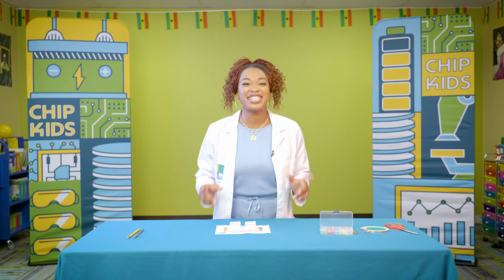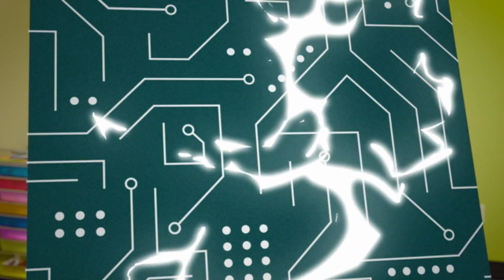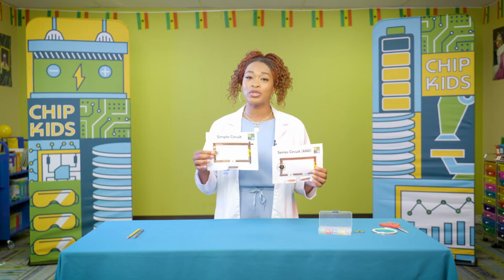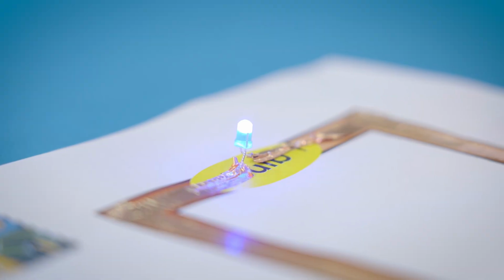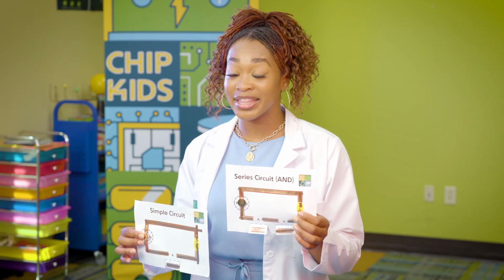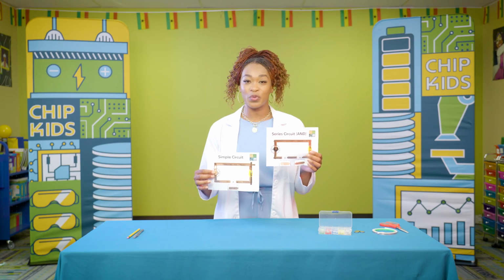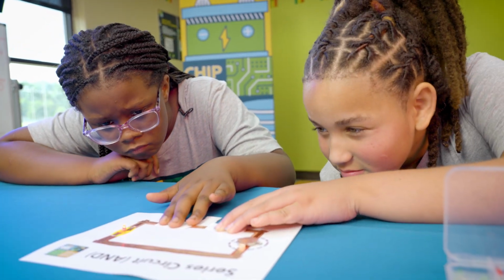Awesome work, Chip Kids. Let's look at what we found out. In a simple circuit, the light comes on when switch A is closed. But in a series circuit, the light only comes on when switch A and switch B are closed.